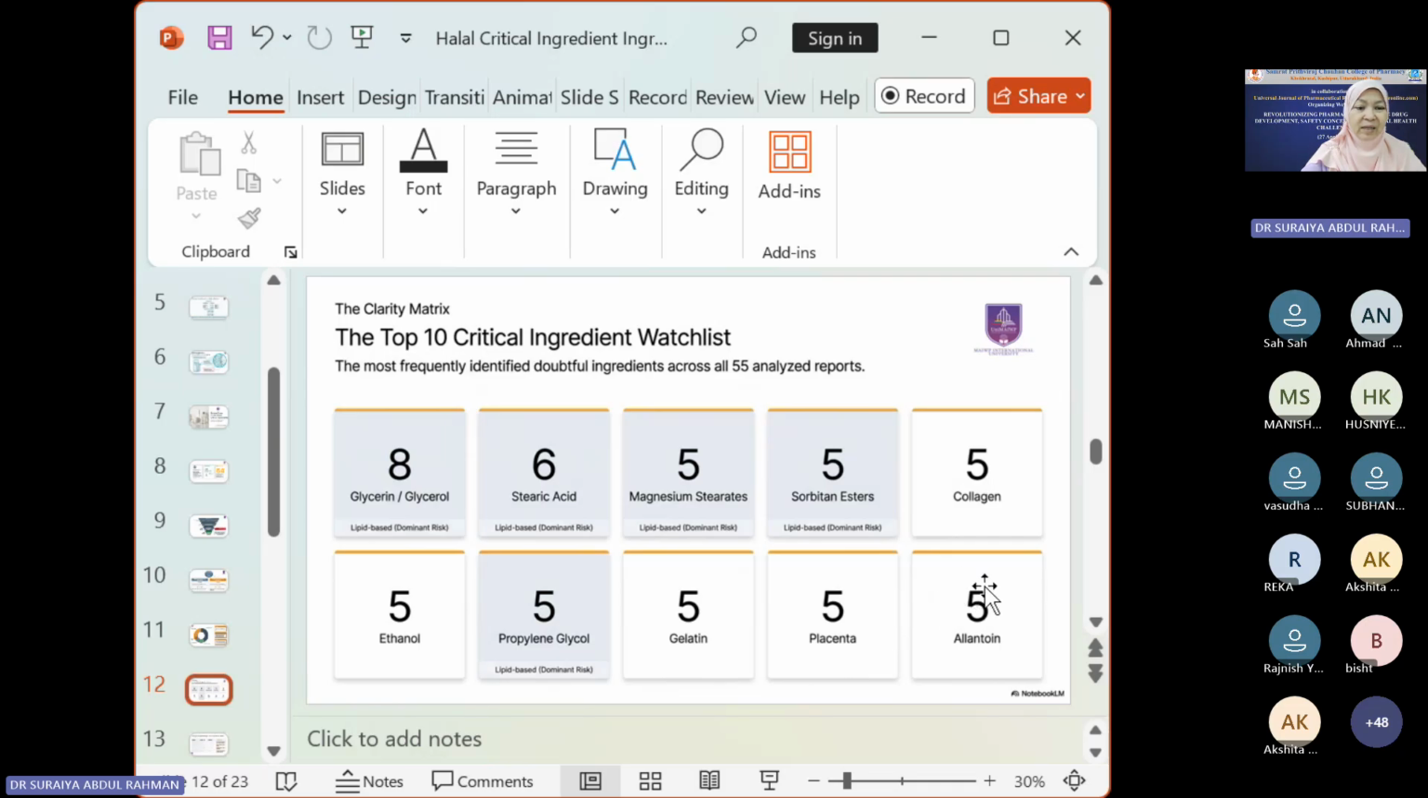The second one is stearic acid. It is also a lipid-based ingredient. Thirdly is magnesium stearate. This is also a common critical ingredient used in cosmetics and pharmaceuticals, followed by sorbitan ester, also lipid-based, collagen, protein-based, ethanol, alcohol-based, propylene glycol, lipid-based, gelatin, animal-based, placenta, and allantoin. So these are the top 10 critical ingredients that we found from our analysis.